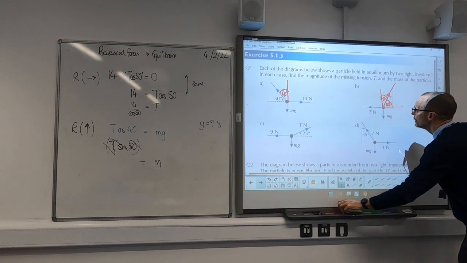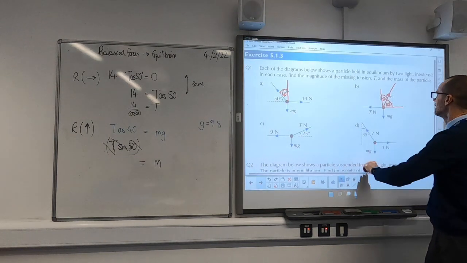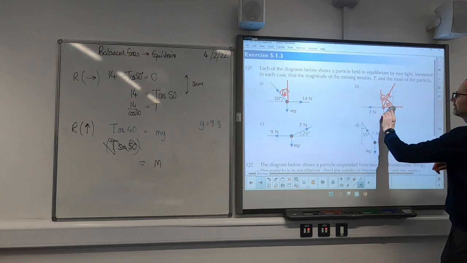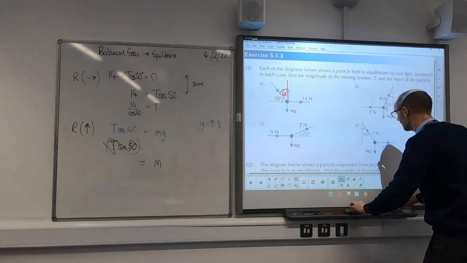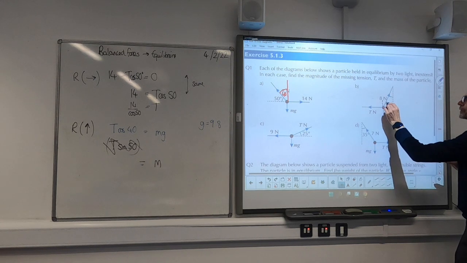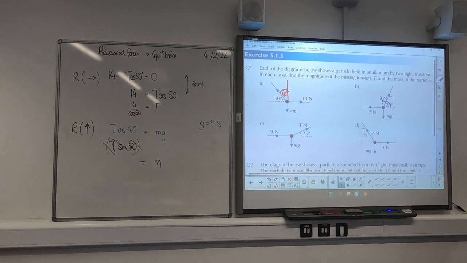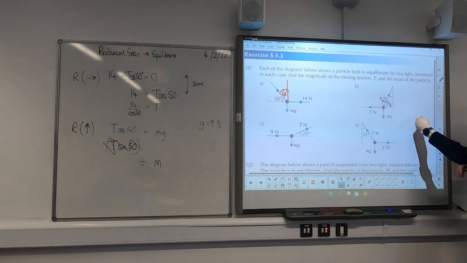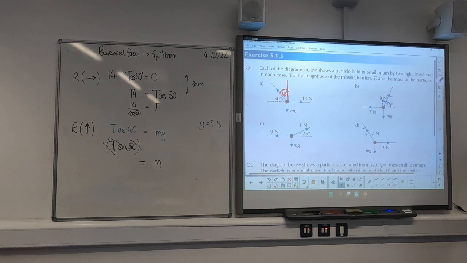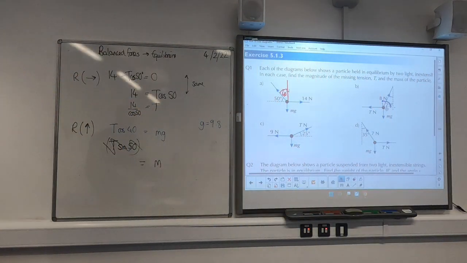I just realised I've drawn over what the size of the force is. It's 8 newtons, right. 8 newtons. We've got 25 degrees there, 65 degrees there. So when we're resolving horizontally, the effect of that force in that direction will be 8 cos 65, and when we're resolving vertically, it will be 8 cos 25.